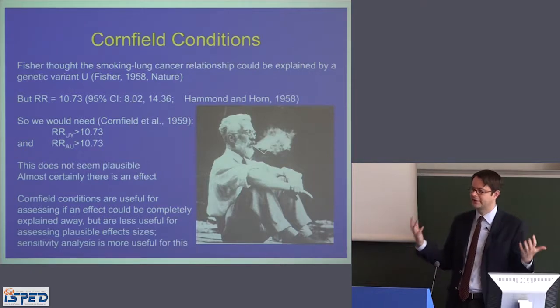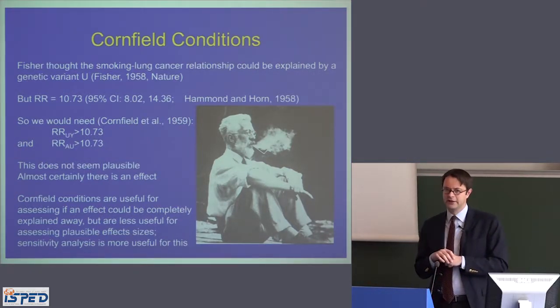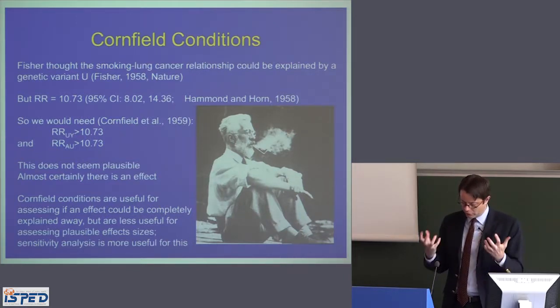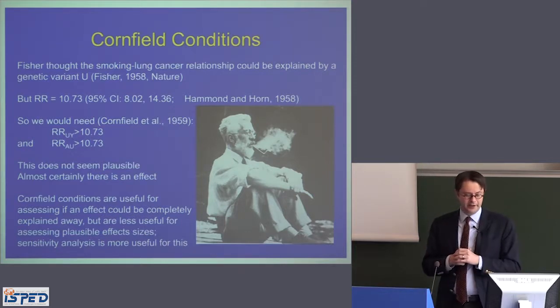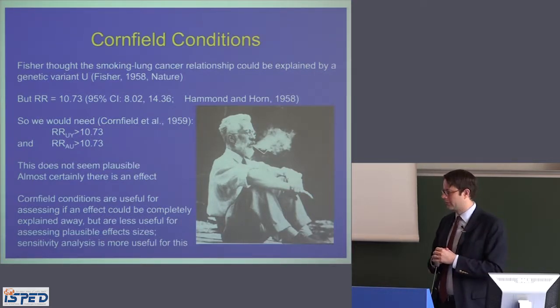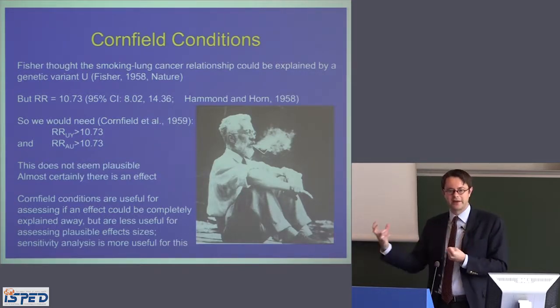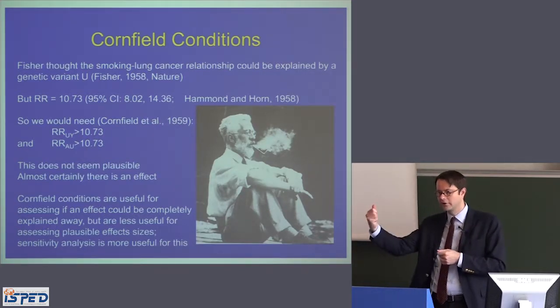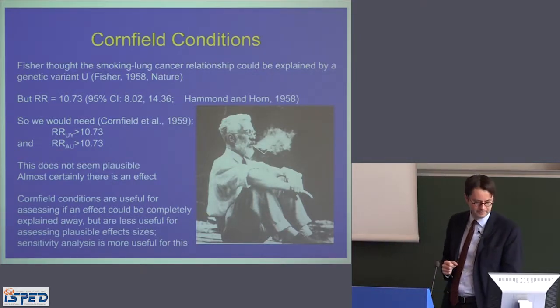These conditions, I think, are still useful rules of thumb in assessing how strong confounding would have to be to explain away the exposure outcome association. They're closely related to the Bradford-Hill criteria of the strength of the association. The stronger the association, the more confounding is needed to explain it away.